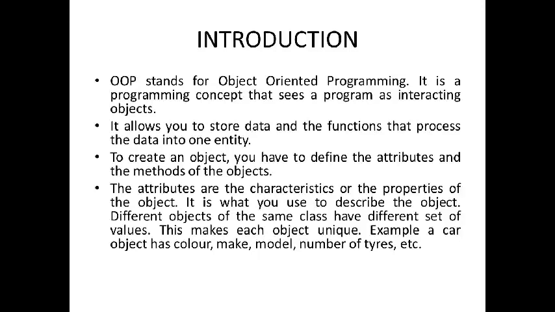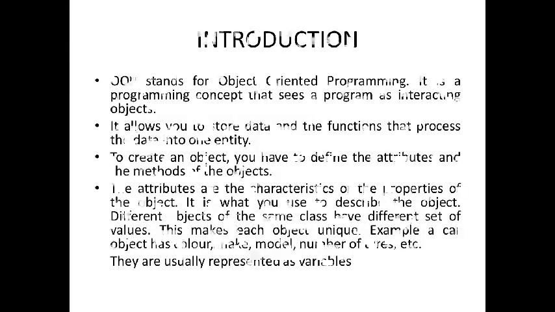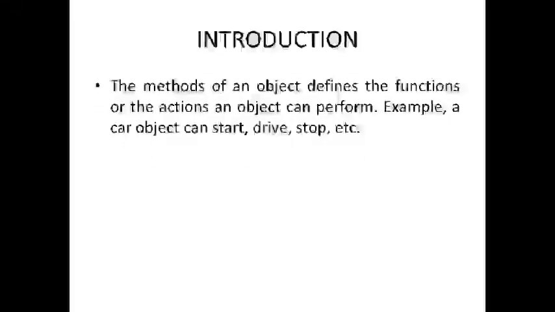So attributes are the characteristics or the properties of the object. They are usually represented as variables in programming. Then the methods of an object define the functions or the actions an object can perform.